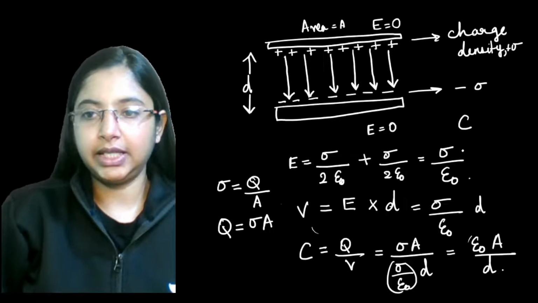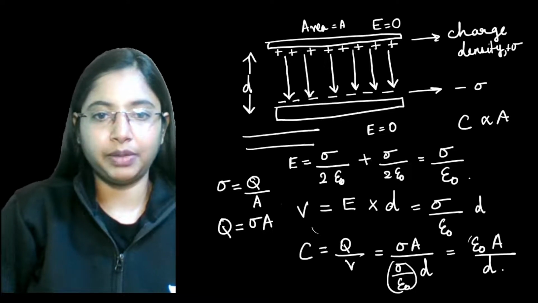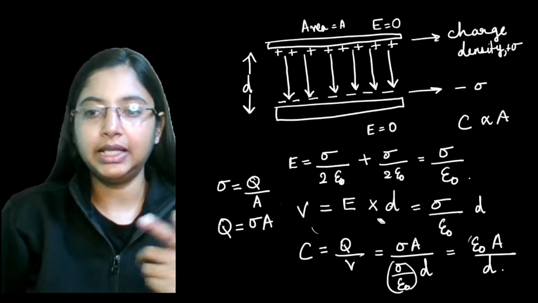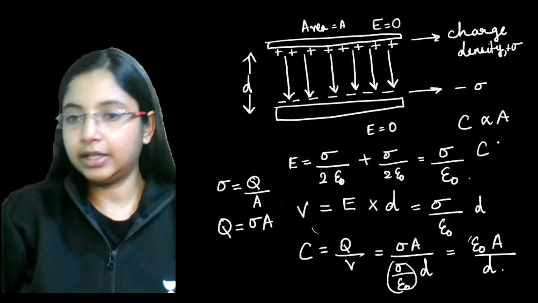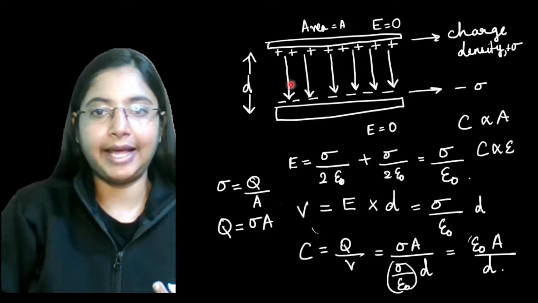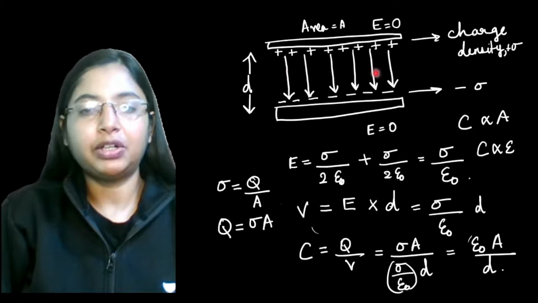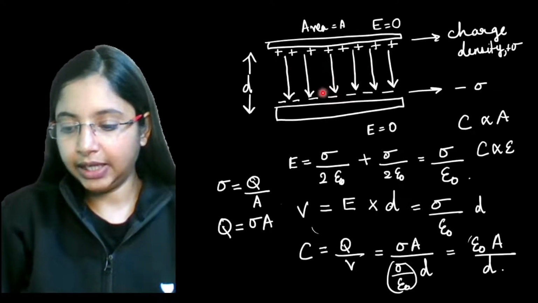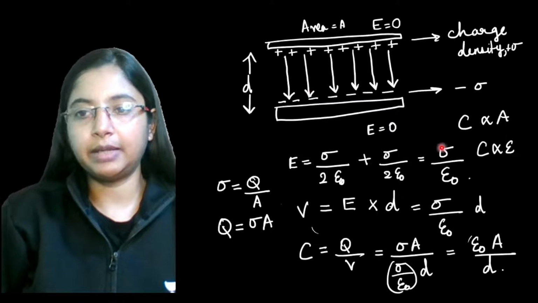So capacitance C is proportional to the area of the plate. If you take a larger plate, meaning you increase the area of the plate, the capacitance increases. Similarly, capacitance is proportional to the permittivity of the medium. Right now what we've taken is air, so air is the medium. If it is vacuum or free space, or if you place some other medium in between, that will also increase the capacitance value.